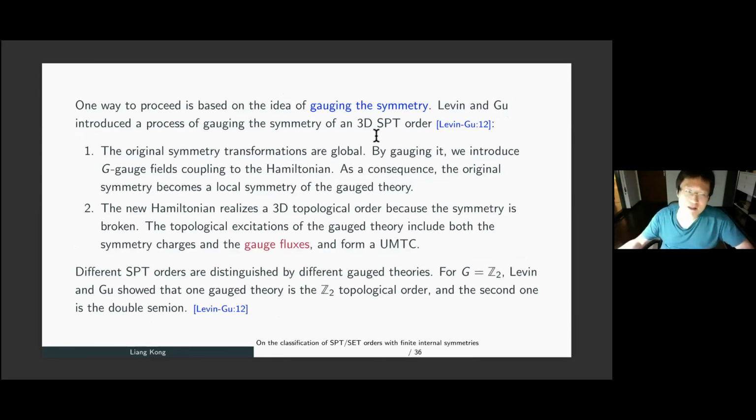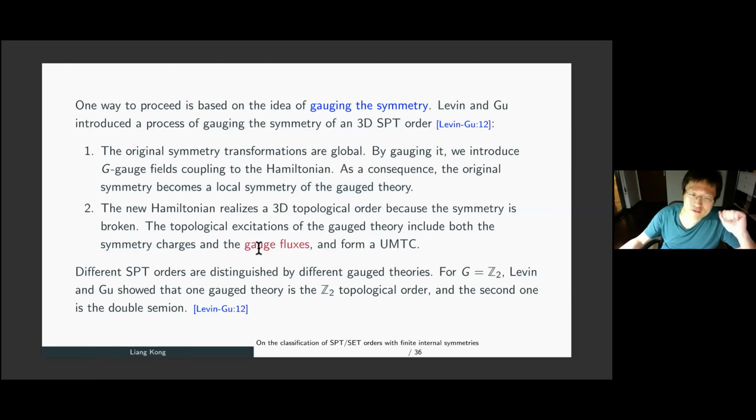So the basic idea is this. The original symmetry transformations are global. By gauging it, we introduce a G gauge field coupling to the Hamiltonian. As a consequence, the original symmetry becomes a local symmetry of the gauged theory. The new Hamiltonian realizes a 3D topological order because the symmetry is broken.